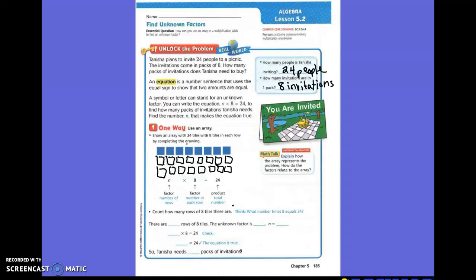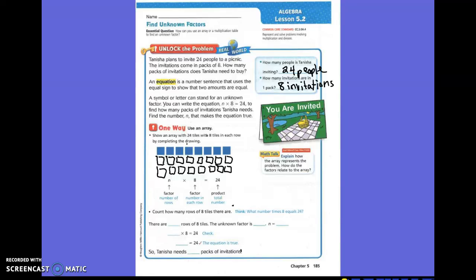Okay, once we have made all the rows of 8 that make a total of 24, now we are going to look at the equation. We didn't know how many rows at first. So instead of having a blank box, they put the letter n in. Usually you don't have letters in math, but now you are going to have some. That n means that you don't know what that number is. That's all it means. It means you have to figure out what n is. So n times 8 equals 24.